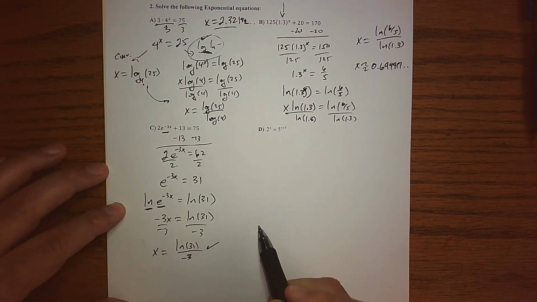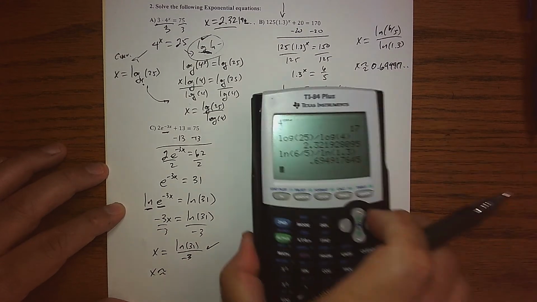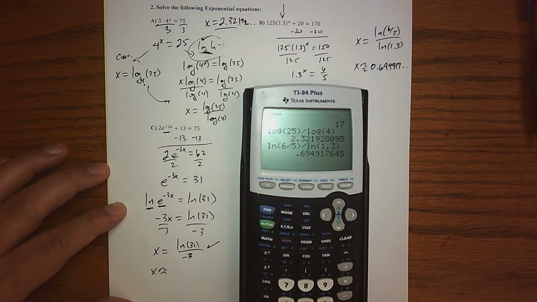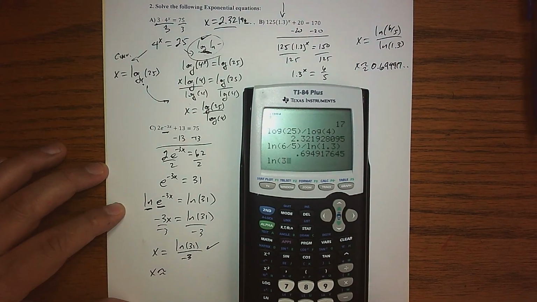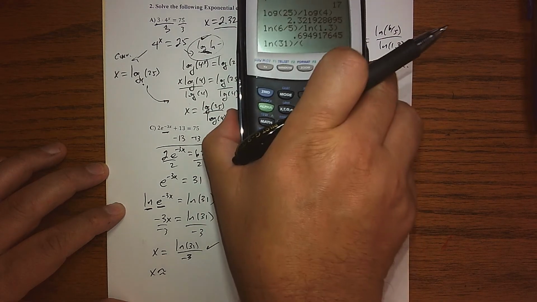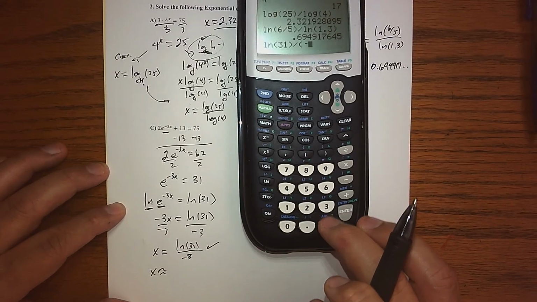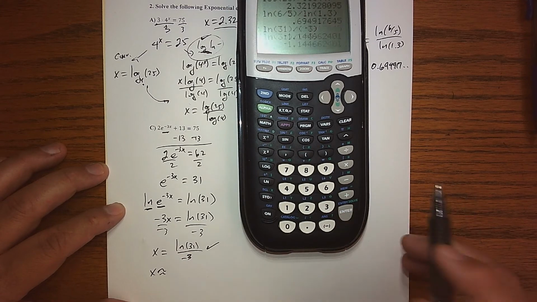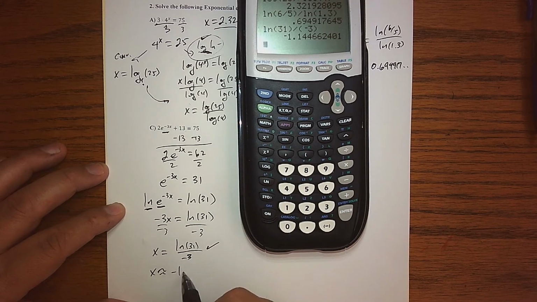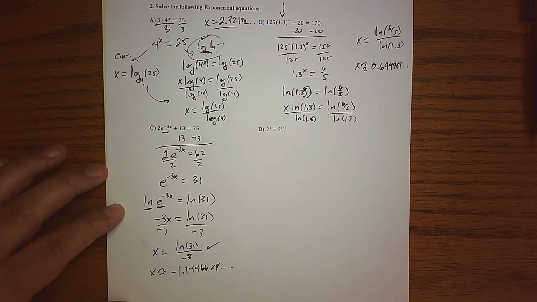Again, this is an exact solution. To get the approximation, I turn to the calculator and punch that in. So we have the natural log of 31, and we are dividing that. I like to use parentheses. Make sure you use the right negative. The negative we need is this negative down here. So negative 3, and when I punch that in, we get x is negative 1.14466624, and some change.